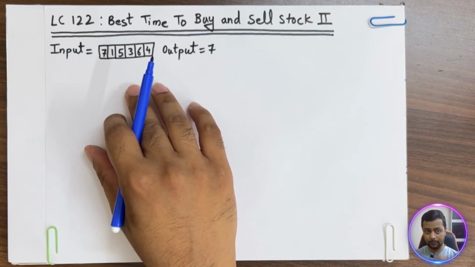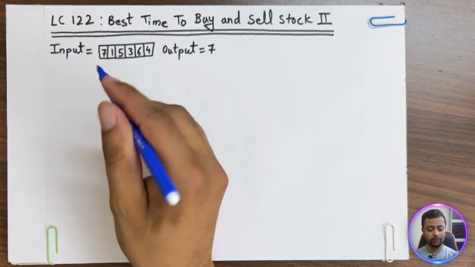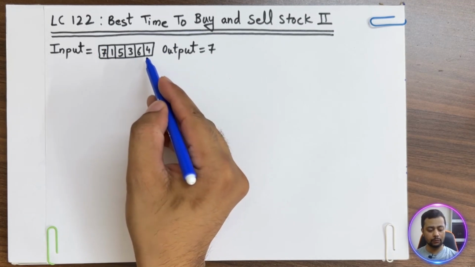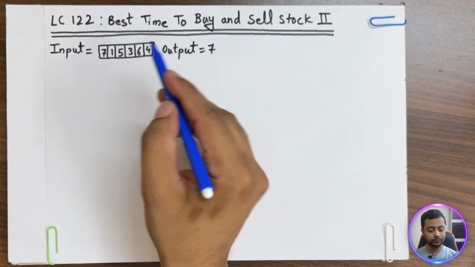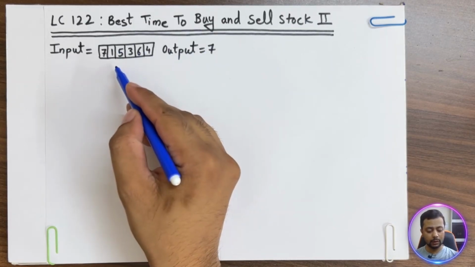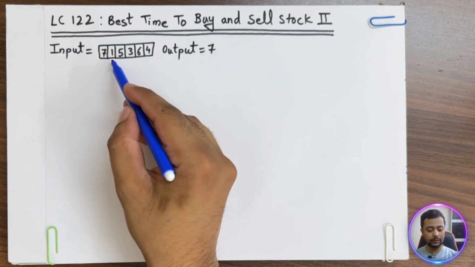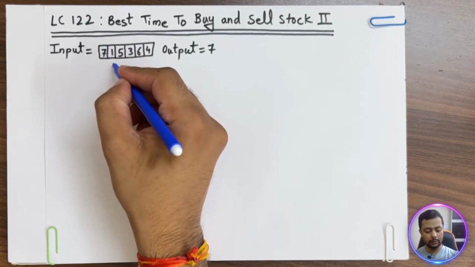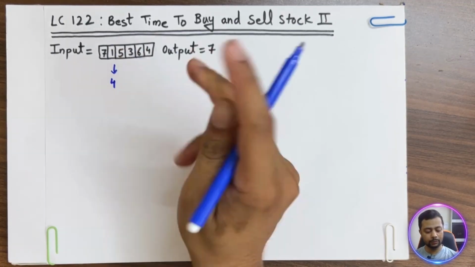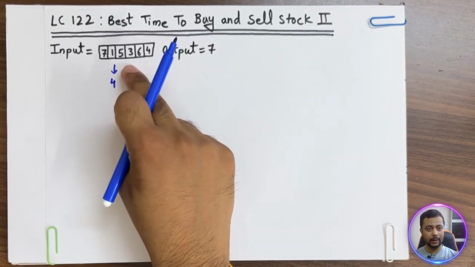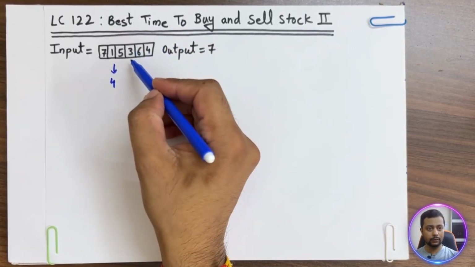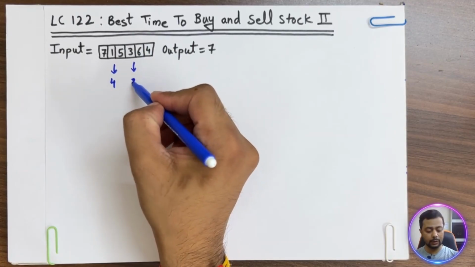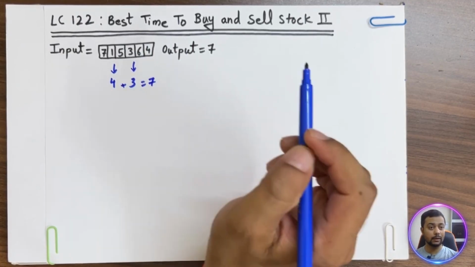For doing that, I am picking example number 1 provided in the question, which was 7, 1, 5, 3, 6 and 4, and the output is 7. So basically the idea was that you will buy when the stock price is 1 and then you will sell at 5, making a profit of 4, and then you will buy again on the day when the price of the stock is 3 and then sell when the price of the stock is 6, and you will gain a profit of 3 and your total profit will be 7.